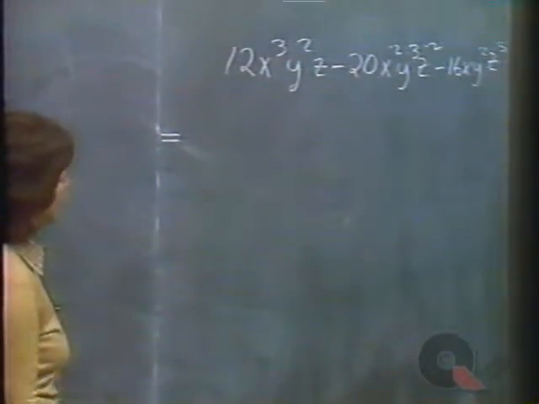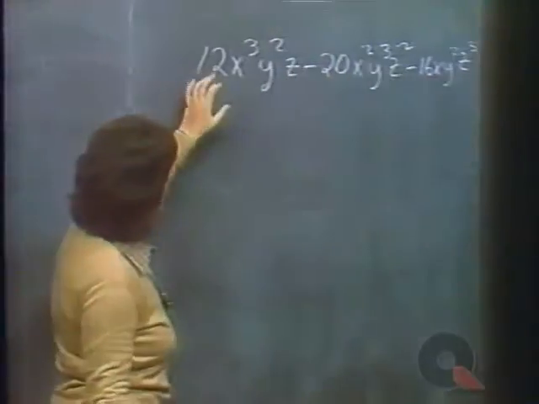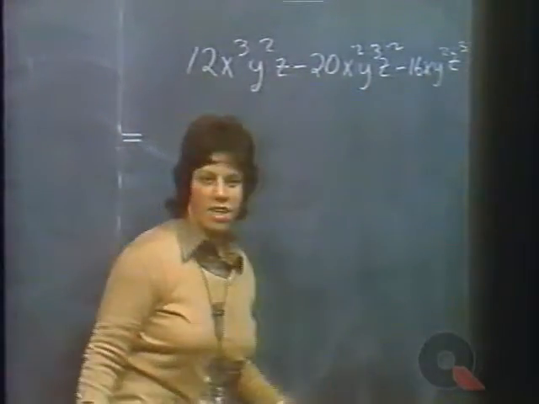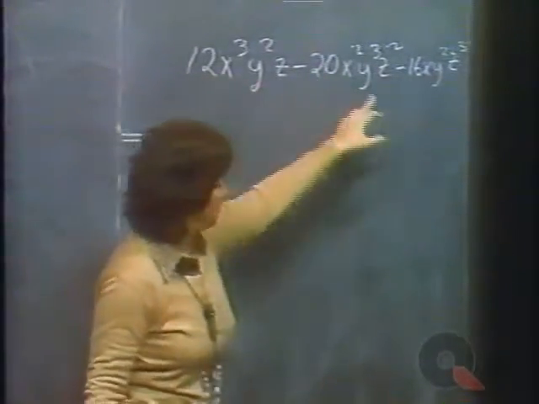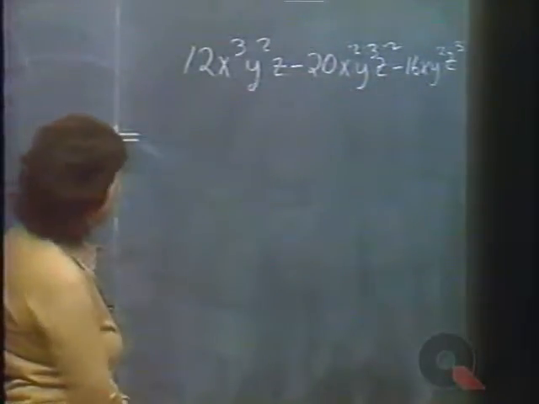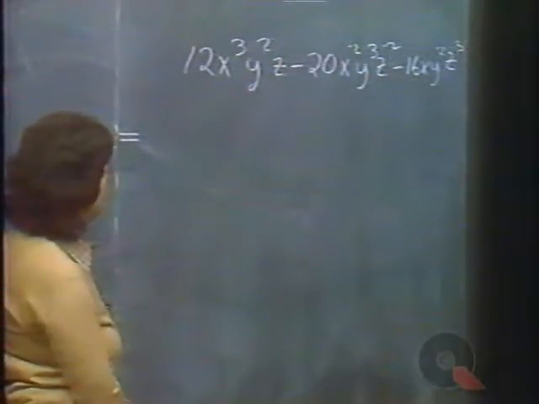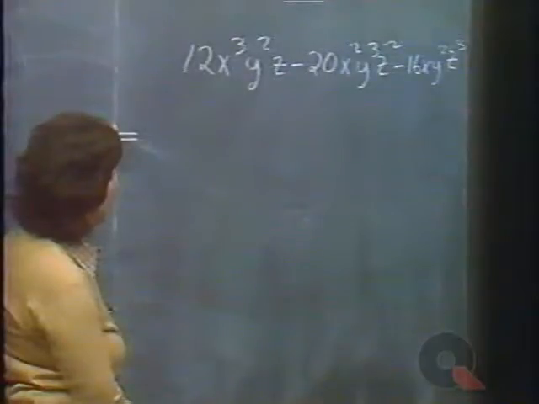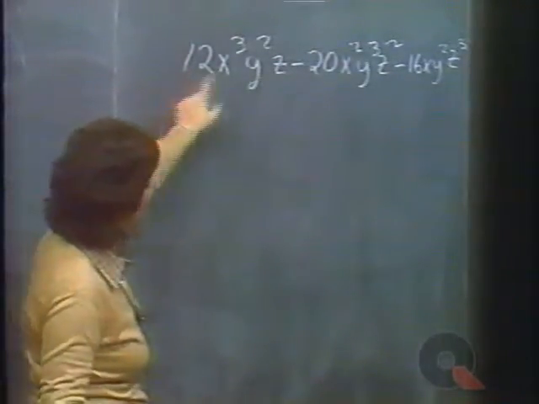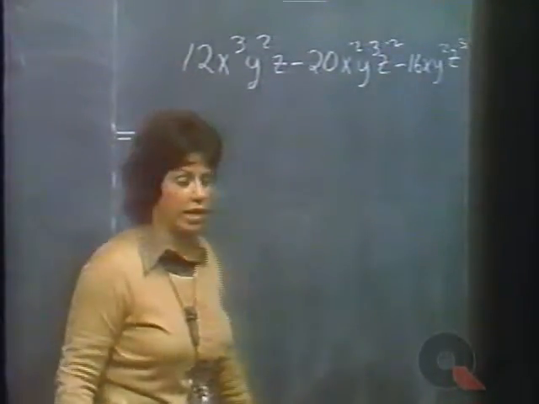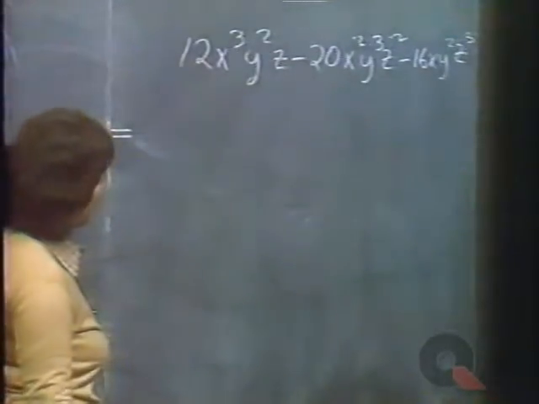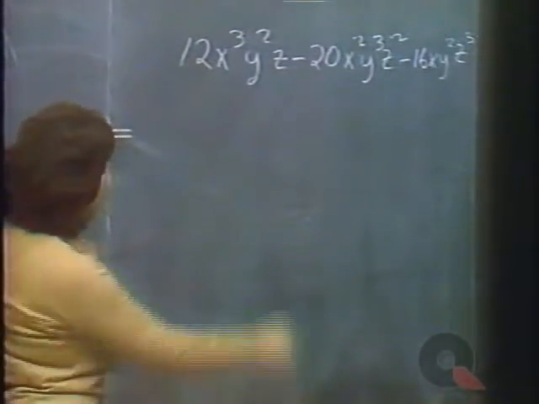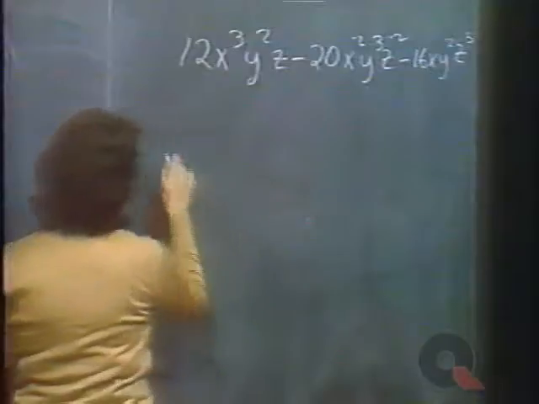Okay, we notice that, looking at the 12, the 20, and the 16, for the constant factors of these terms, they have at least a 4 in common. 4 goes into 12, 20, and 16 evenly. So 4 is a factor for all of these terms, so we can pull a 4 out.